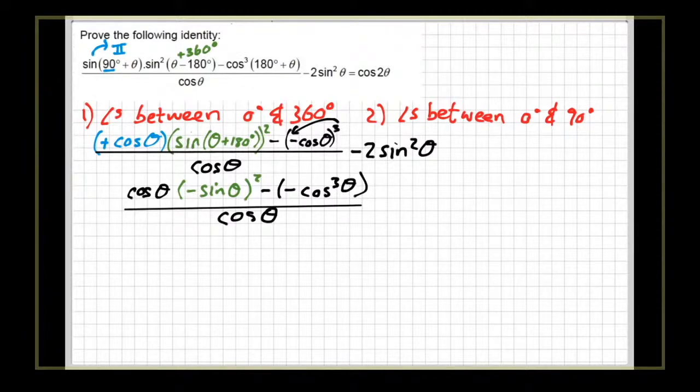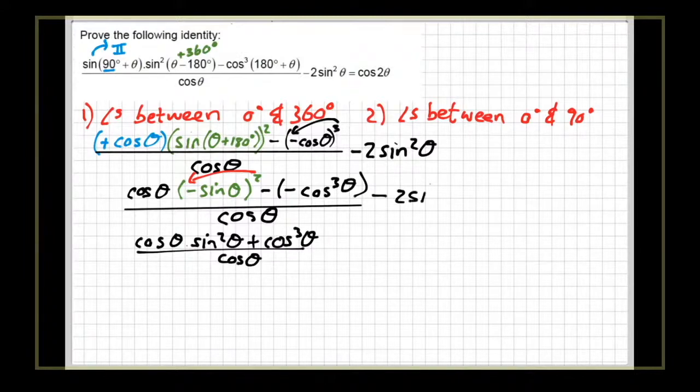The beautiful thing about this is that the square makes that negative a positive. That's why I move the square outside, because if you don't, you might be tempted to forget that the negative is also squared. So this means I've got cos theta times sin squared theta plus cos cubed theta, all over cos theta. And I mustn't forget at the back my negative 2 sin squared theta.